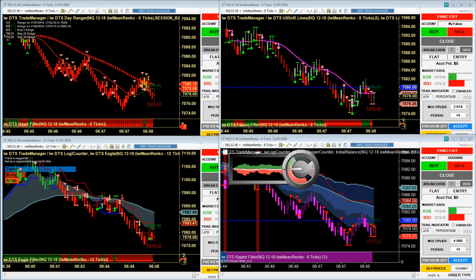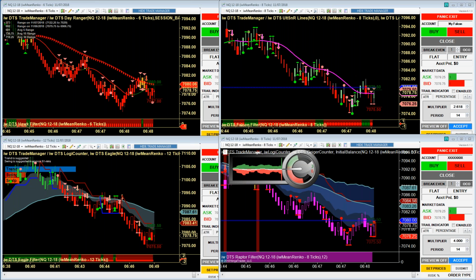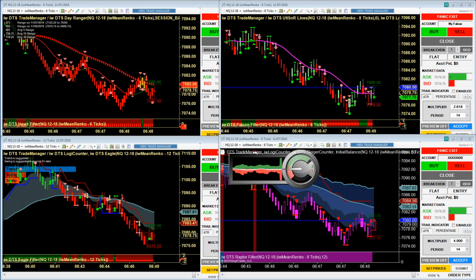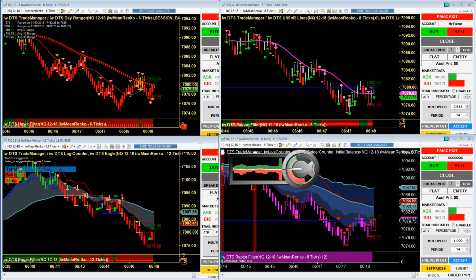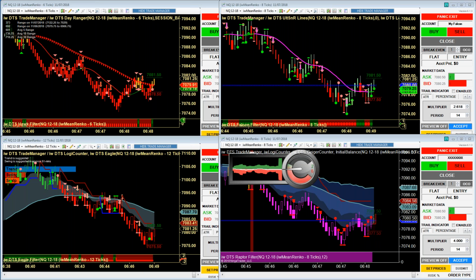Wow, we're getting some quick moves here this morning. Starting to look to me like the market may be trying to get into that opening gap.